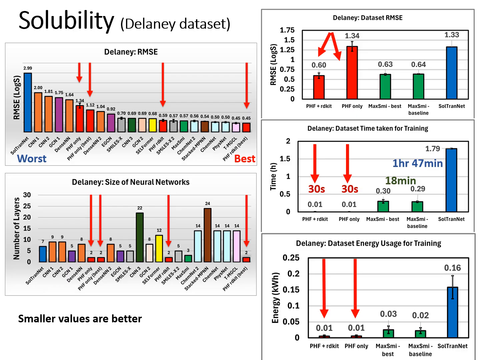Taking some of these published models and putting them on the same old computer, I was able to run them and see how they compared in terms of training time and energy usage. And as you can see, the PHF models were able to train in 30 seconds as opposed to 18 minutes or almost 2 hours, with much smaller energy usage.